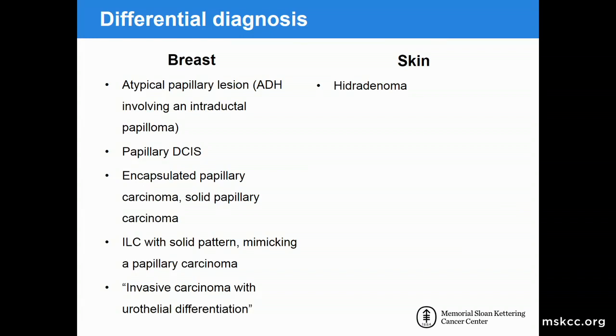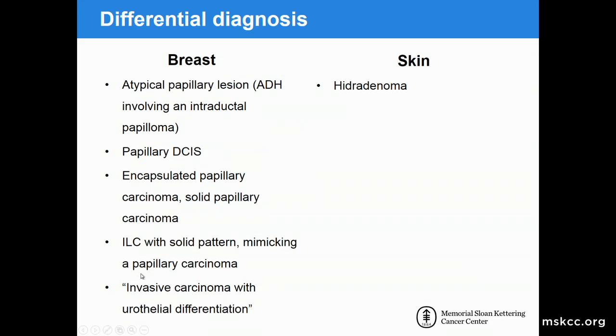There were a few things about this lesion that were somewhat not typical. So in our differential, we have breast lesions, and then perhaps this is a skin adnexal tumor. Higher in the differential on our breast lesions was, could this be an atypical papillary lesion, such as ADH involving an intraductal papilloma? Is it possible that this is a papillary DCIS? Although the solid proliferation was somewhat limited in this, as you can imagine within this cystic lesion, if the solid proliferation was larger, we would also consider in the diagnosis an encapsulated papillary carcinoma or a solid papillary carcinoma.